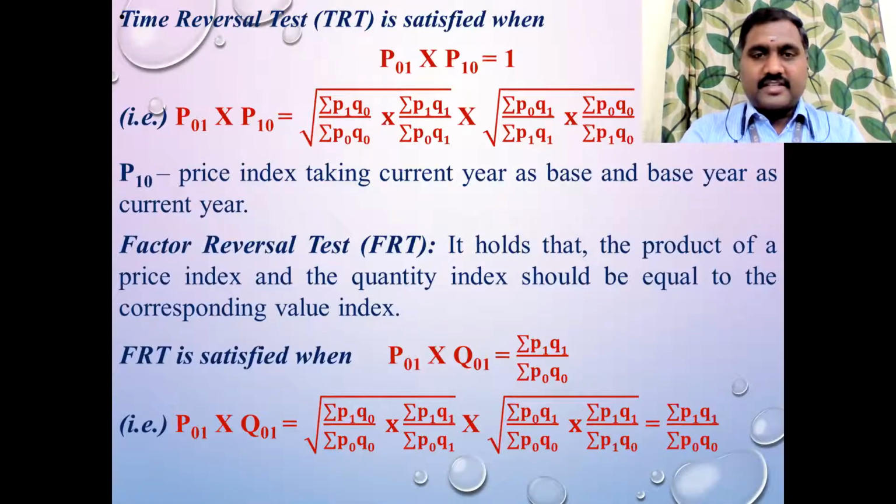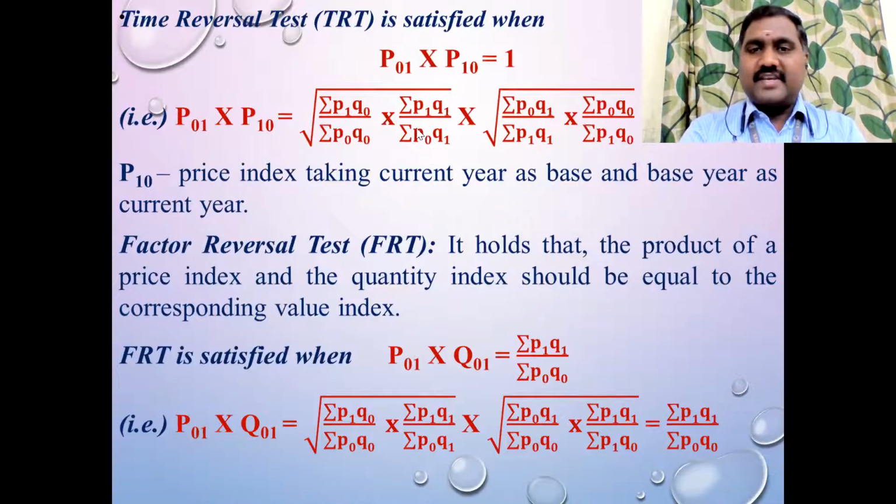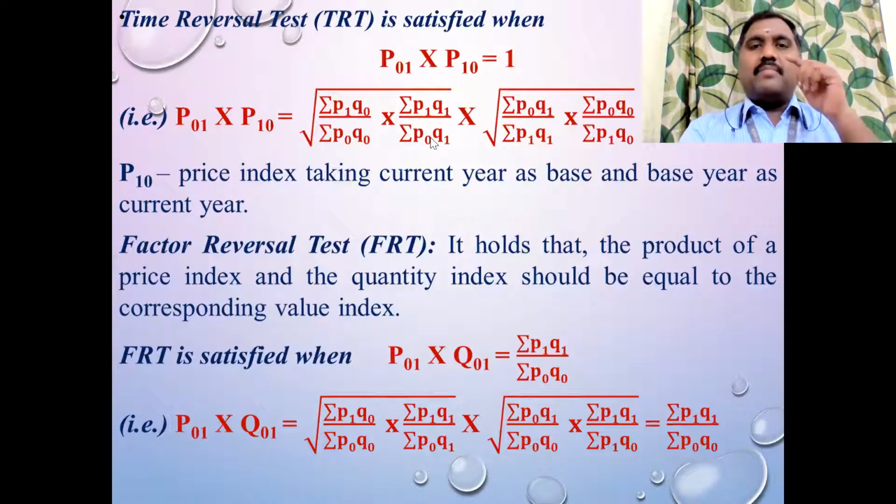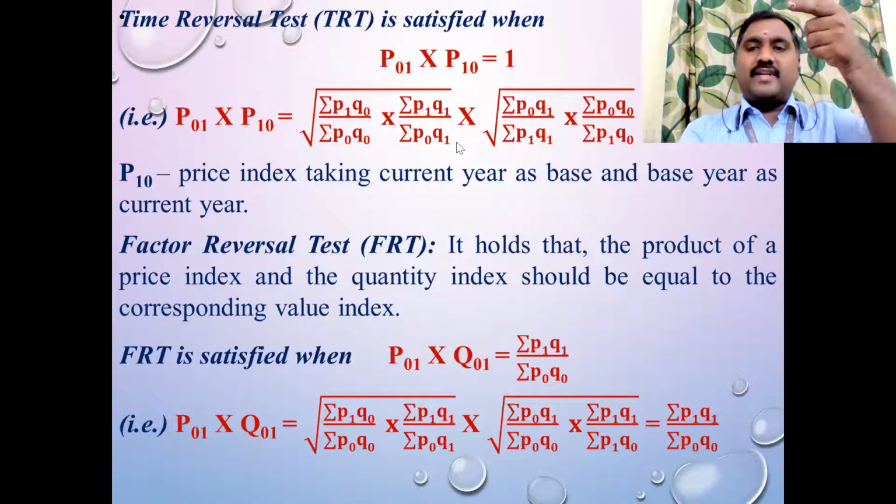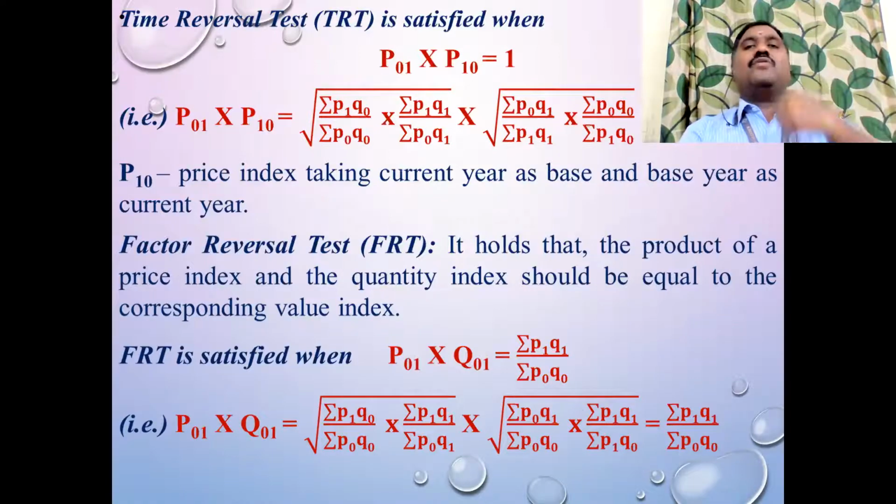In Fisher method, time reversal test, TRT, first write the Fisher method. See the formula, see my cursor, what I'm moving. I'm just circling, right? This is the Fisher method. Multiply, square root of, you just reverse this. P0 Q1, whatever things are there in the numerator, bring it to the denominator. Whatever things are there in the denominator, bring it to the numerator. That's it.